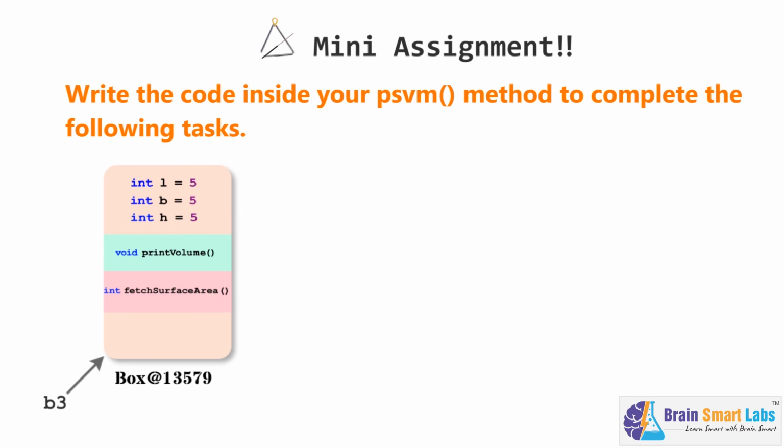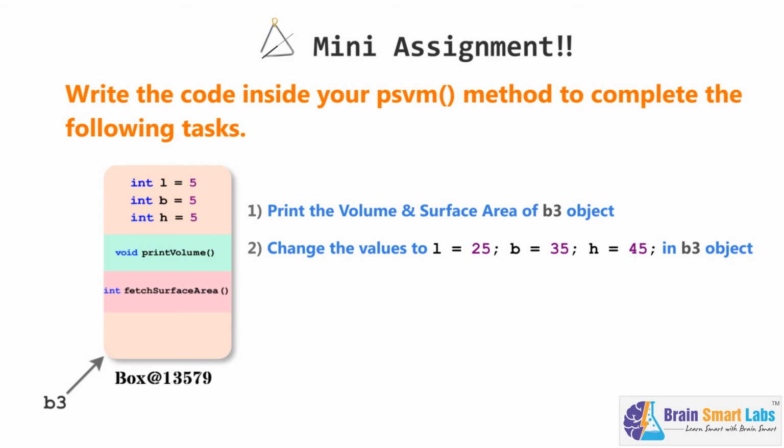For our third object box b3 is equal to new box, print the current volume and surface area of the object b3 in the first few lines. Now change the values of L to 25, B to 35 and H to 45 using the given reference variable b3. Print the volume and surface area of our b3 object again after changing the above values.